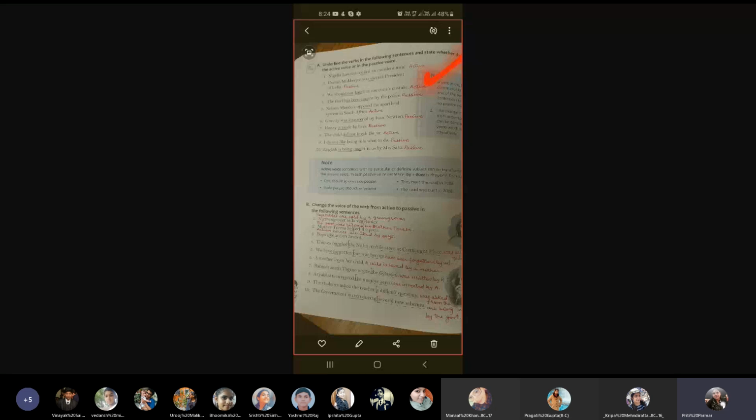Now come to Exercise B. Change the voice of the verb from active to passive in the following sentences. Number one, a greengrocer sells vegetables. Please write these sentences right now.